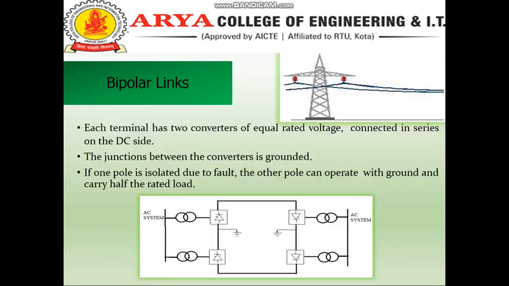Bipolar link. Each terminal has two converters of equal rated voltage connected in series on the DC side. The junction between the converters is grounded. If one pole is isolated due to a fault, the other pole can operate with the ground and carry half the rated load.